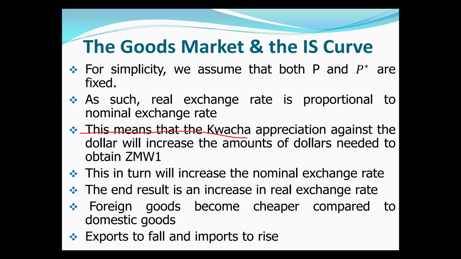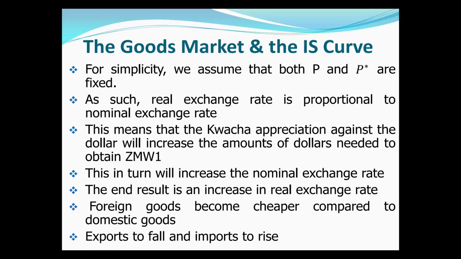If the kwacha appreciates against the dollar, that is to say, you need fewer kwacha to get $1. If you get $1, you need maybe 29 kwacha. When $1 now becomes equivalent to 20 kwacha, it means your kwacha has appreciated. You understand? Because you just need a few of your kwacha to buy only $1. You get it, right?